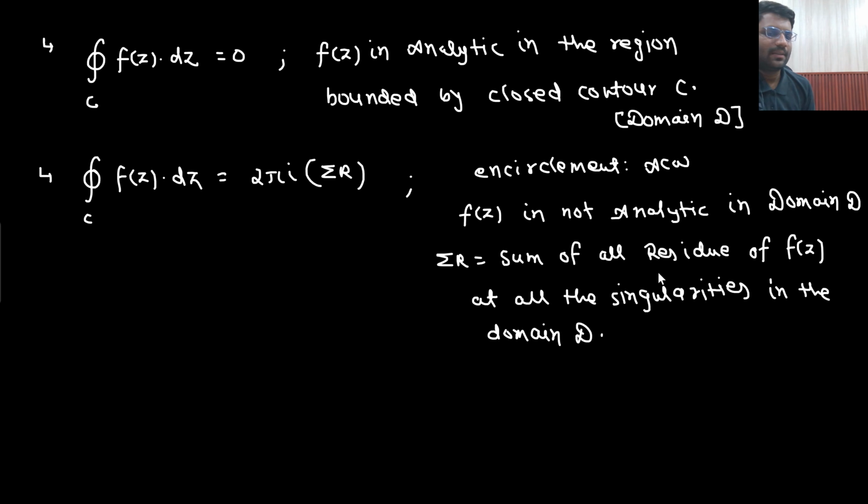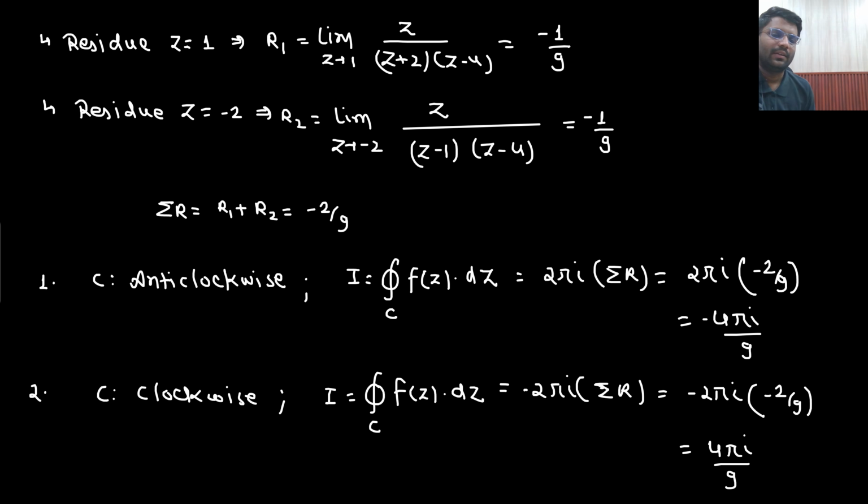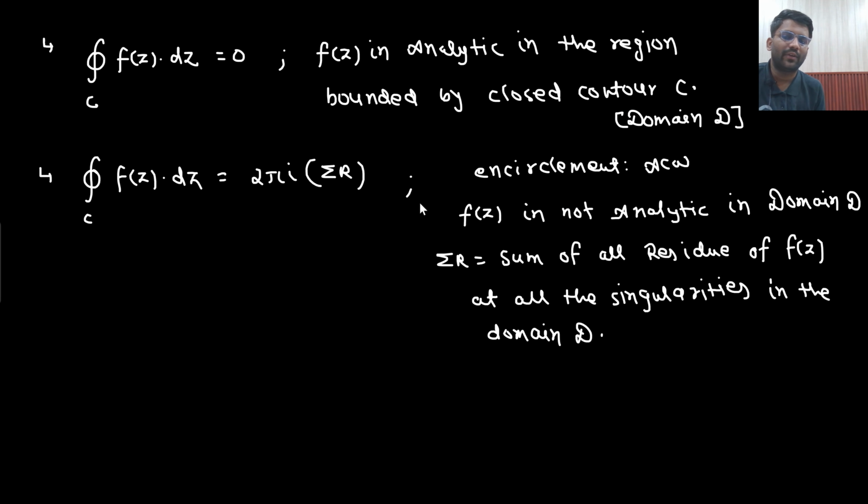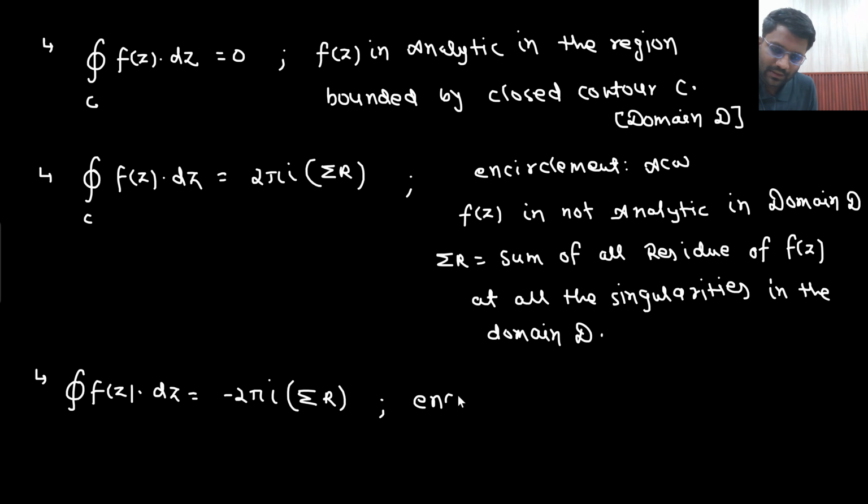Can you read the statement? Sum of all the residues of f of z at all the singularities in the domain D. Whatever singularity is there in the domain D, at these points you need to find the residues, take the sum and multiply it with 2 pi iota, and your job is done. And what will be the scenario if the encirclement is clockwise? Then you simply need to multiply with the negative sign and your job would be done. That's it. This is the conclusion.